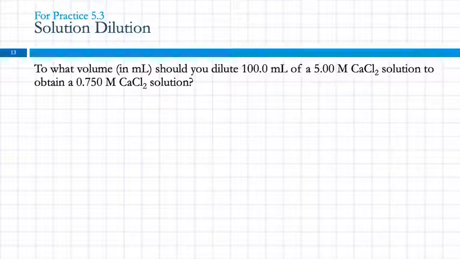So we should be able to do problems like this. To what volume in milliliters should you dilute 100 milliliters of a 5.00 molar calcium chloride solution to obtain a 0.750 molar calcium chloride solution? Yeah, I can go back.